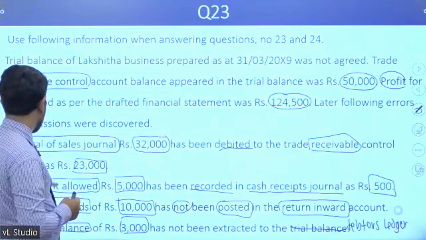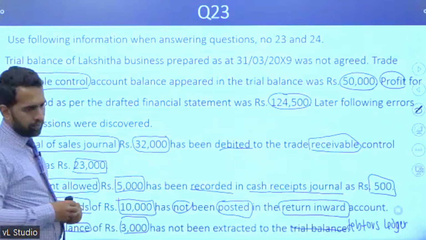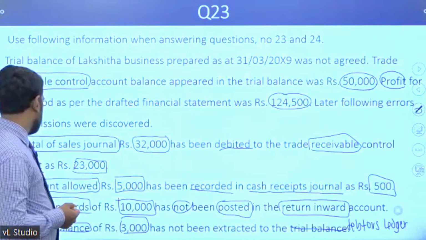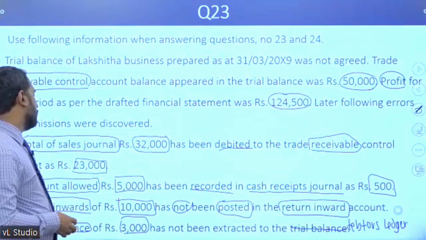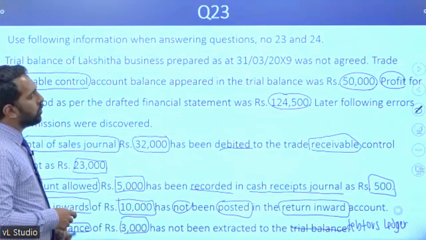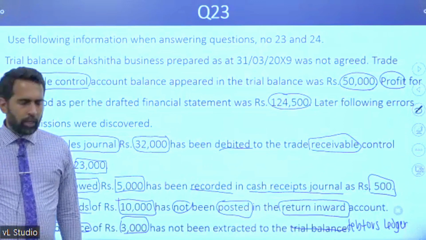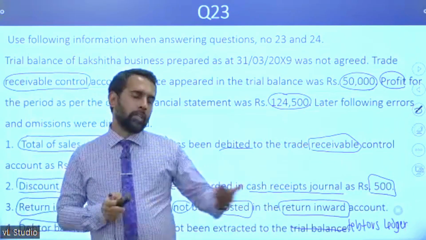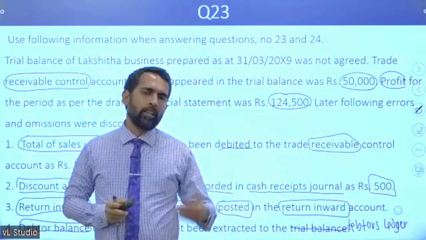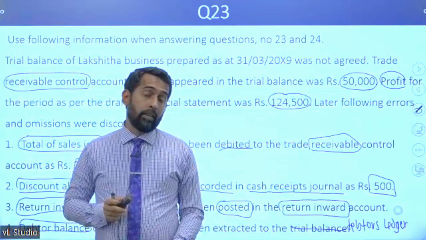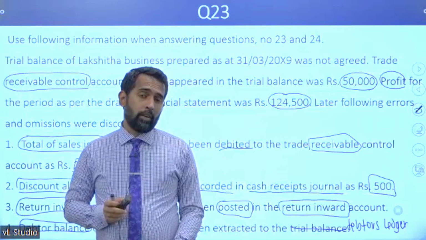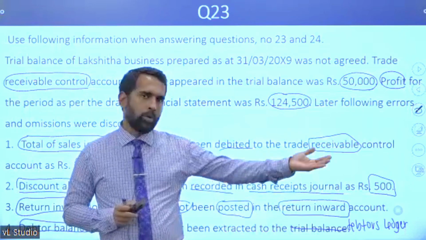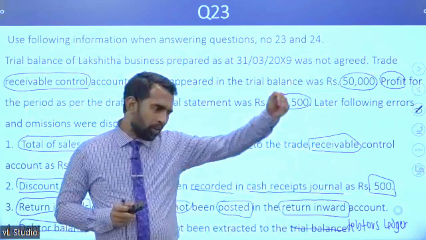Now we have dealt with two items, and we are moving towards the third item. Return inwards of 10,000 has not been posted in the return inward account. Now guys, what will happen in a sales return? When a customer is returning the items, on one side you need to reduce the debtor. The customer is returning, so they are no longer going to pay for that. So we have to credit the debtor.